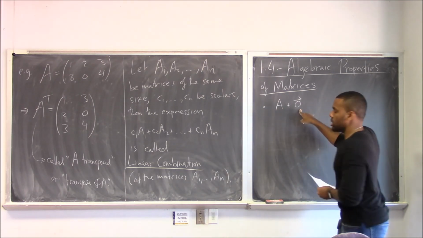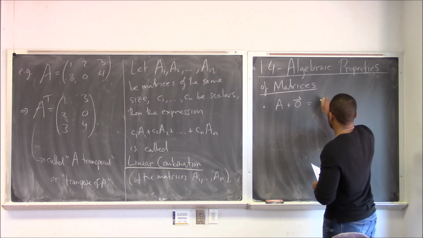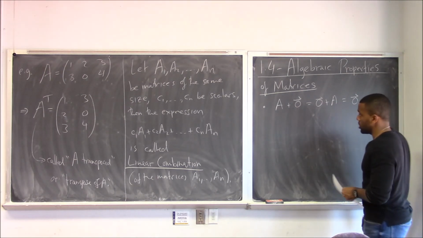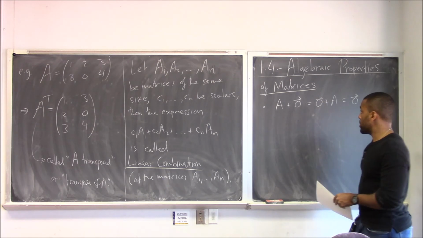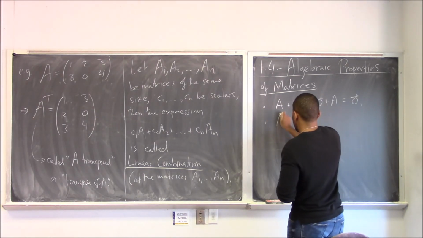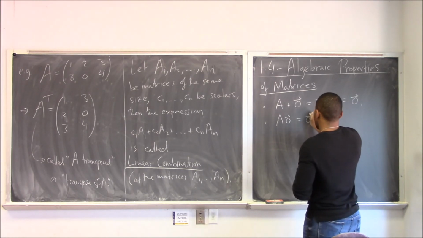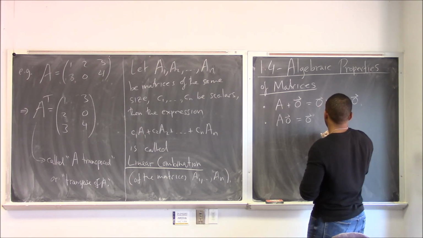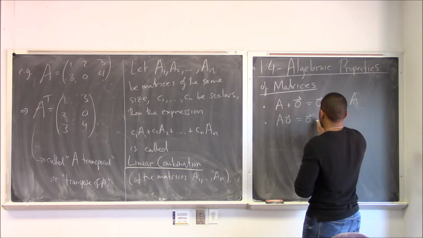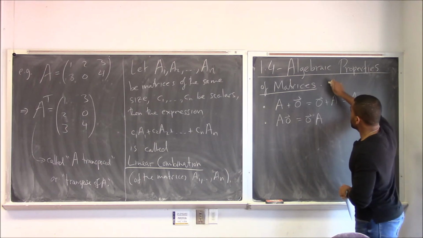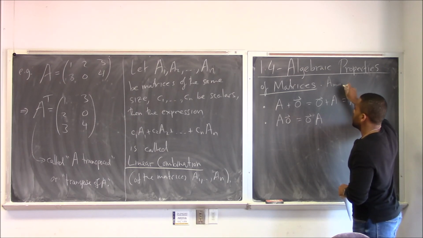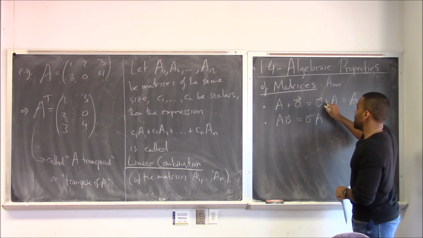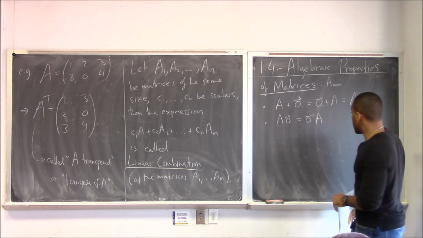A plus 0, where 0 represents the right-dimension zero matrix, equals 0 plus A equals A. In other words, the zero matrix is an additive identity. And again, the pluses mean the sizes are the same. I have A times 0 is equal to 0. If I let A be an m by n, then this one would be the n-dimensional zero matrix, and this one would have to be m-dimensional. I'm not going to really worry about that at this point.